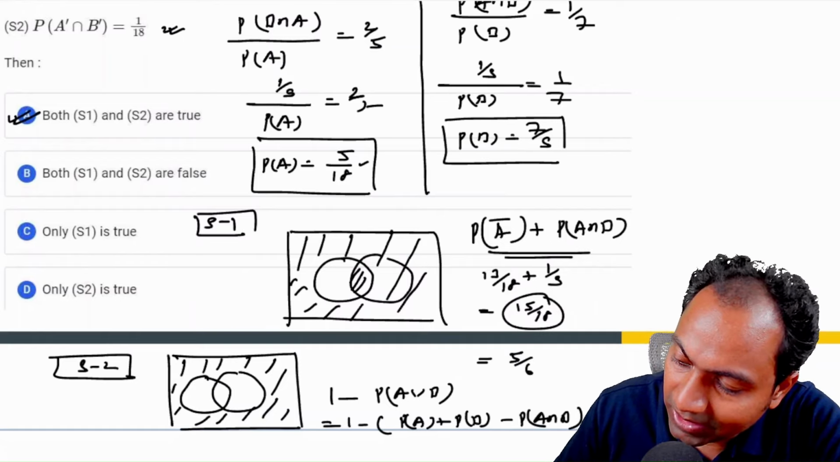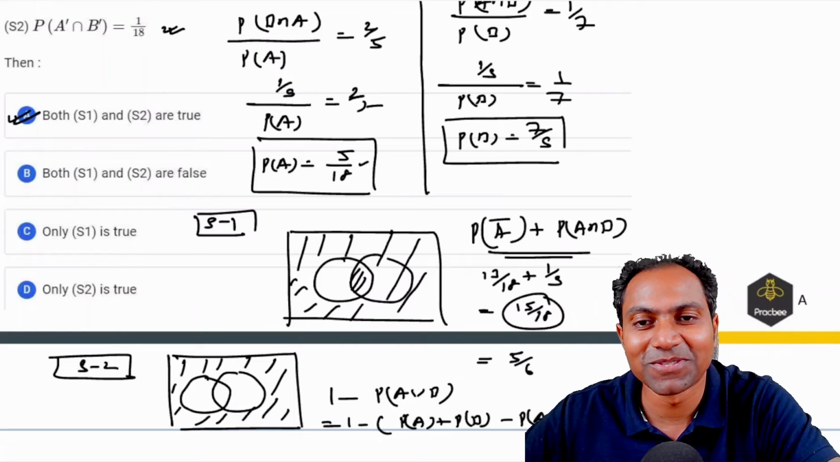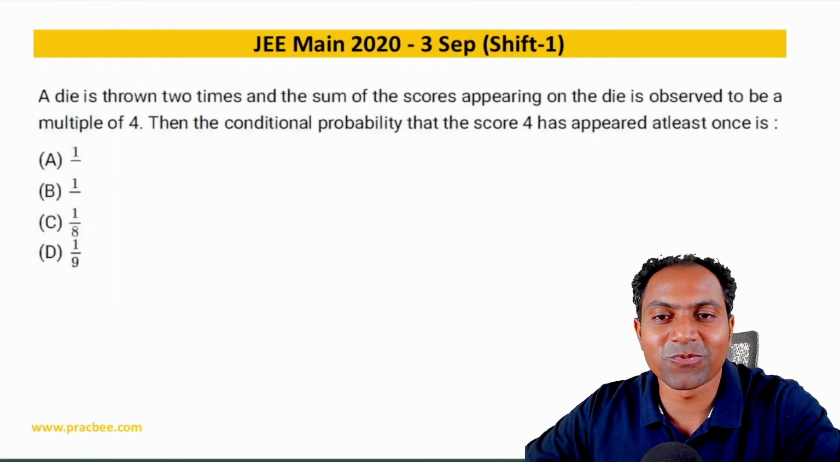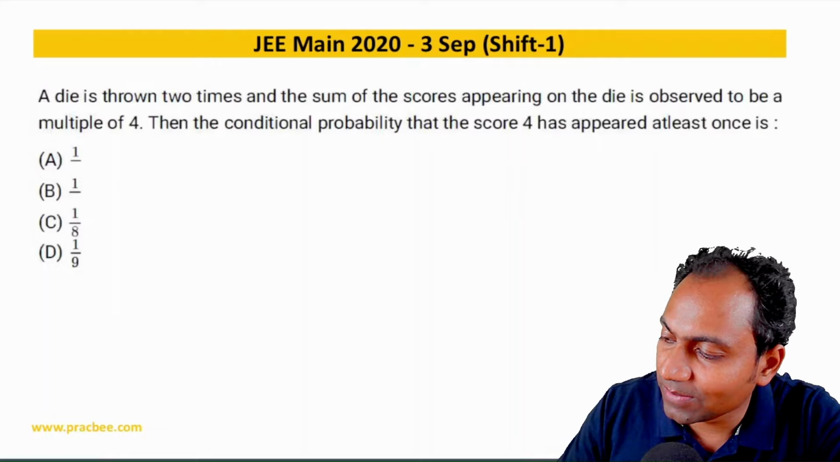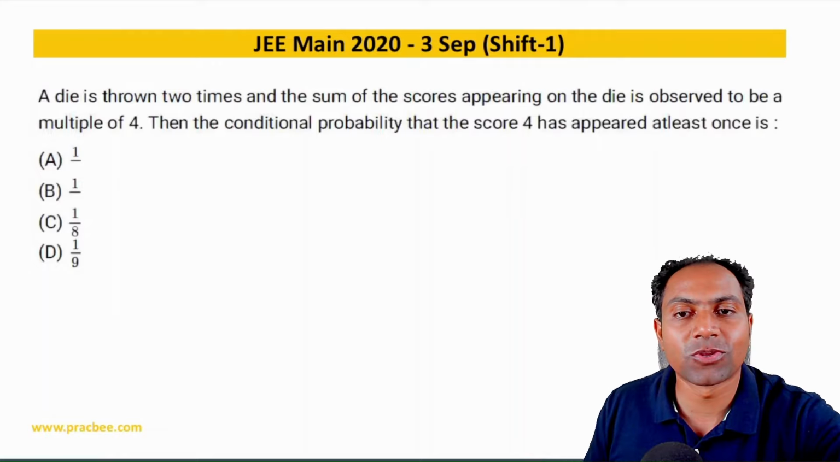So option A becomes correct. That is, both the statements are true. And this very simple question was asked in 2022. It talks about a word problem based on conditional probability.